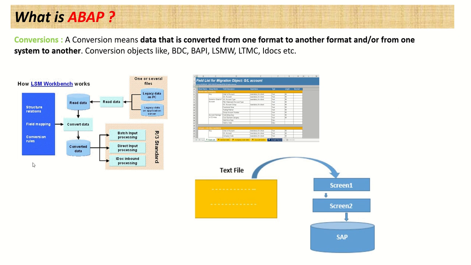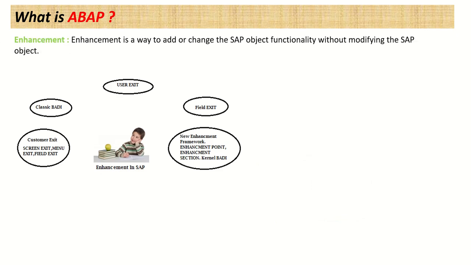Okay, so those kind of objects we call a conversion. So the next object as an ABAP consultant we need to focus on is the enhancement. So enhancement is a way to add or change the SAP standard functionality without modifying the object. So what is the meaning of this?